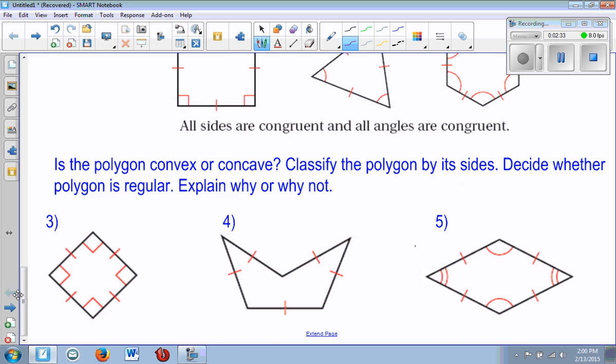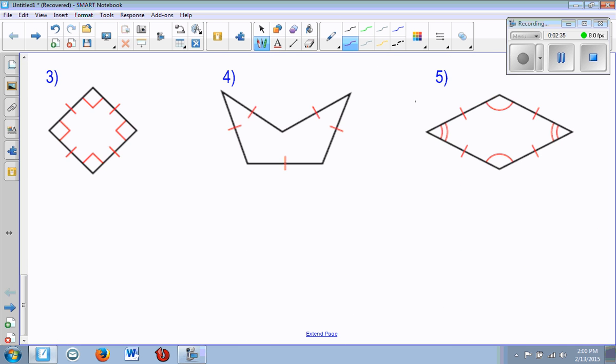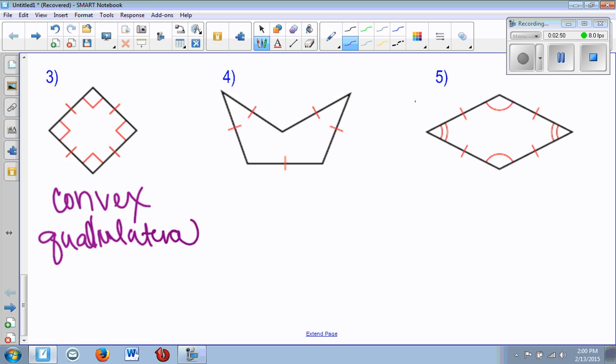So in the bottom 3 examples, we're going to talk about the 3 names we can give these. Number 3, we're going to say convex or concave. This first one is convex. It has 4 sides, so it's a quadrilateral. And then the last thing is we're going to decide whether it is regular or not. This has 4 equal sides and 4 equal angles, so it is a regular polygon, a regular quadrilateral.